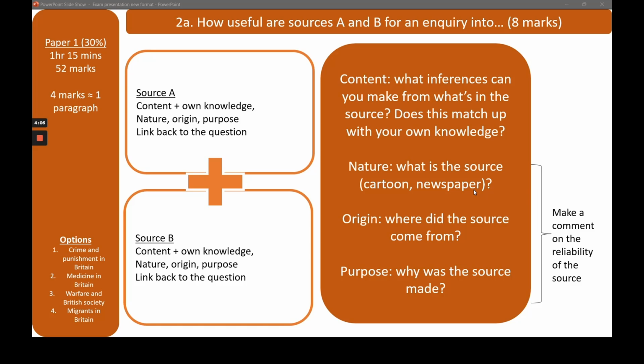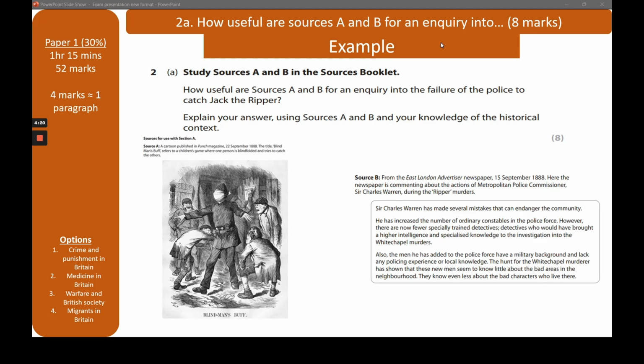And then the purpose of the source is why was that source made? And once you've done these 3 things, you need to make a comment on that reliability, and how does that reliability impact the utility, the usefulness for that inquiry. So this is an example from 2021. So how useful are sources A and B for an inquiry into the failure of the police to catch Jack the Ripper? Explain your answer using sources A and B and your knowledge of the historical content.